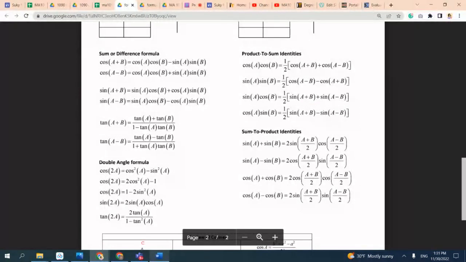Okay, now, sine 2x plus x. We use the sum formula for the sine, right? A is like 2x, B is like x. Right, everybody? Can you see that? So that is sine 2x cosine x plus cosine 2x sine x.